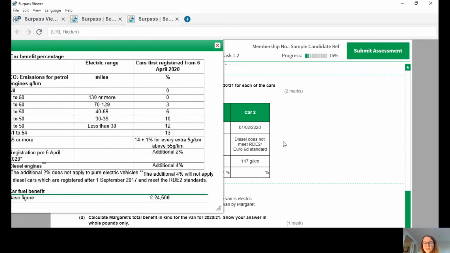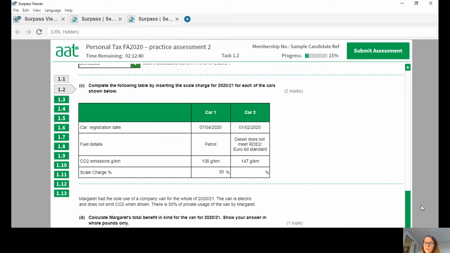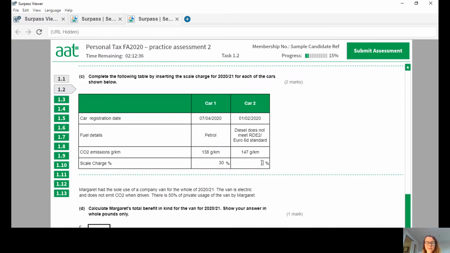The second one, if I move that over there, we can just about see, hopefully. So this one is registered early, it's diesel and does not meet the standard. Right, so 147 rounded down is 145. Subtract 55 and divide by 5. So 145 minus 55 equals, divide by 5 is 18. Plus the 14, plus the 2 because it's registered pre-April, and plus 4 because it's diesel and it doesn't meet the standard. So that gives me an answer of 38. But of course we know, don't we, that we cap these things at 37. So the answer to that one must be 37. You can never go over 37%.